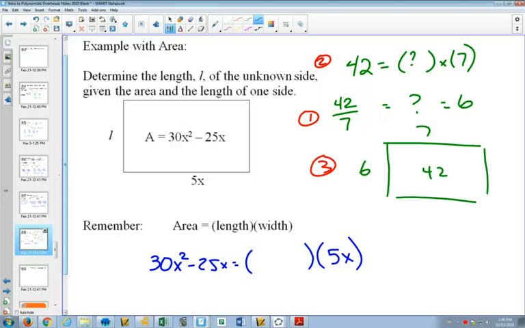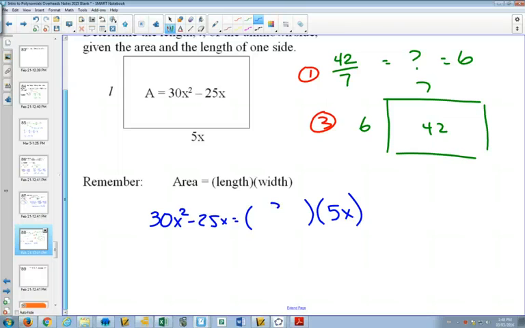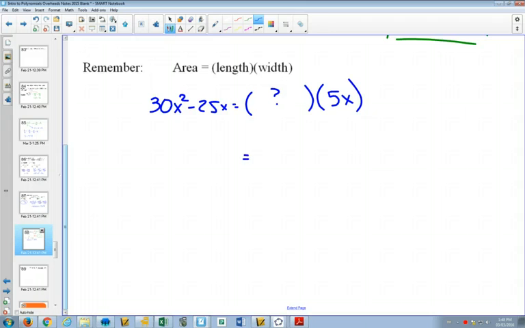If I want to find out what this is, and I'm multiplying by 5x, the opposite of multiplying by 5x would be to divide by 5x. So if I did that, I would say, I'm not sure, but it's equal to 30x squared minus 25x, all divided by 5x. And that's what we've been doing today, dividing by a monomial.